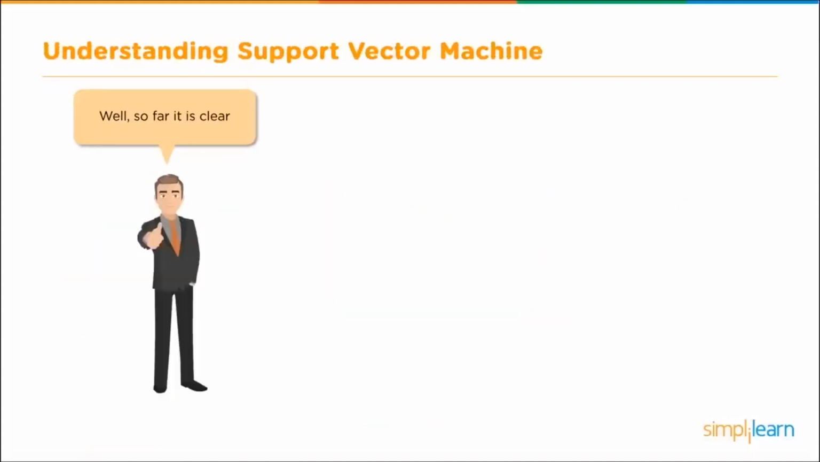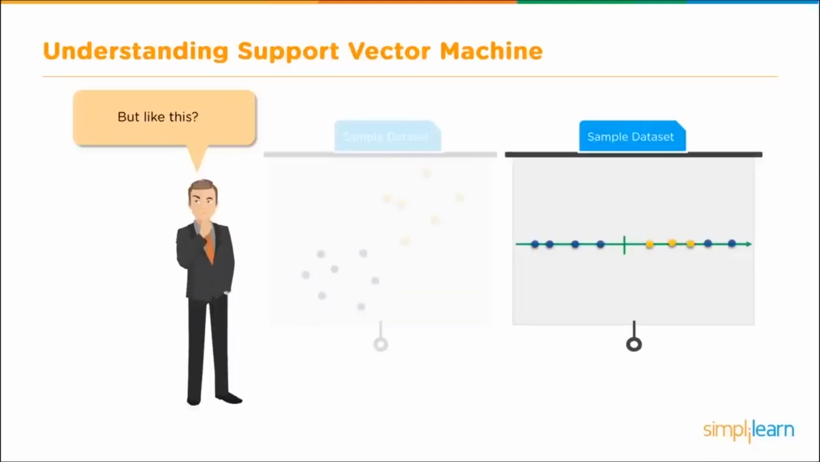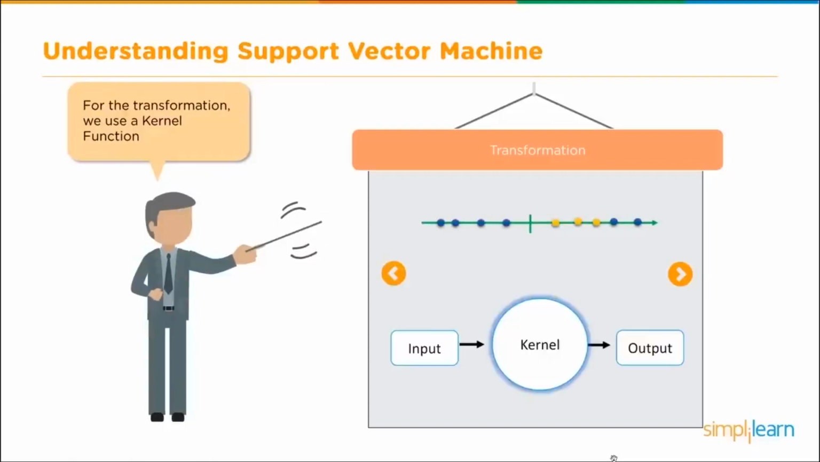So far so clear, but a question should be coming up. We have our sample data set, but instead of looking like this, what if it looked like this, where we have two sets of data, but one of them occurs in the middle of another set? You can see here where we have the blue and the yellow, and then blue again on the other side of our data line. In this data set, we can't use a hyperplane. So when you see data like this, it's necessary to move away from a 1D view of the data to a two-dimensional view of the data. And for the transformation, we use what's called a kernel function.